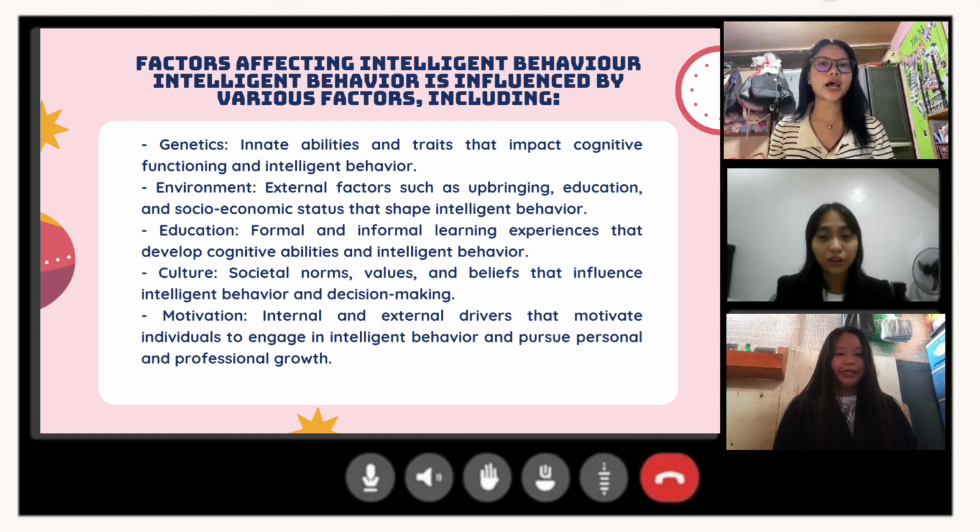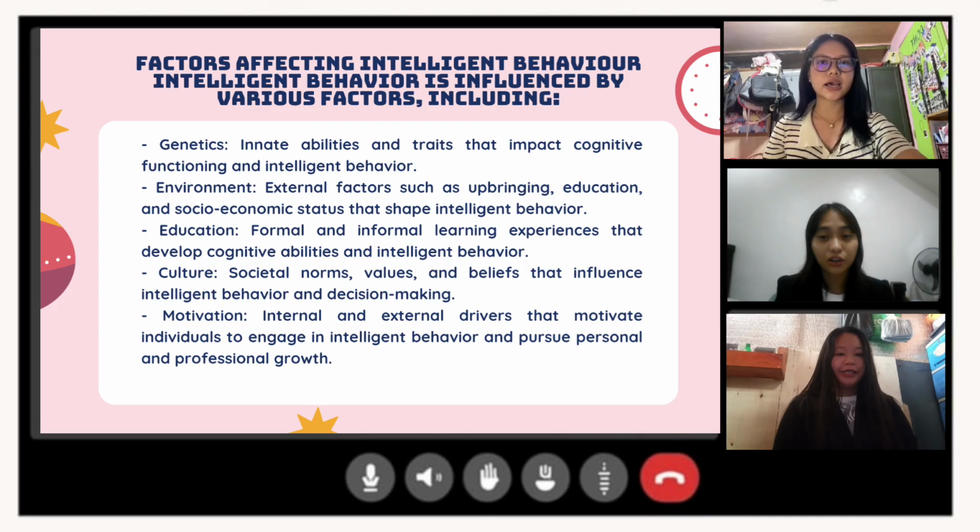Next, we have here the environment. Environment refers to external factors such as upbringing, education, and socioeconomic status that shape intelligent behavior. So, your surroundings and life experiences, like your home, school, and neighborhood, play a big role in how smart or capable you become. Environment shapes your intelligent behavior because of your life experience and sa mga nakakasalamuha mo na din.